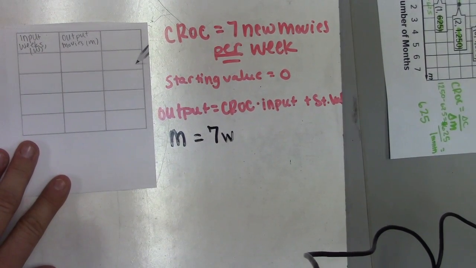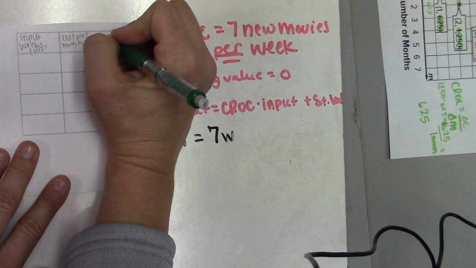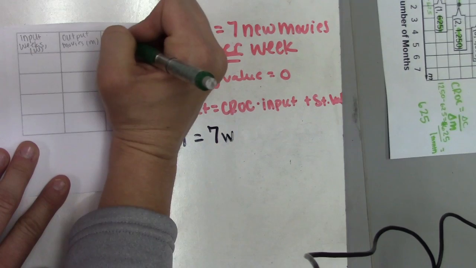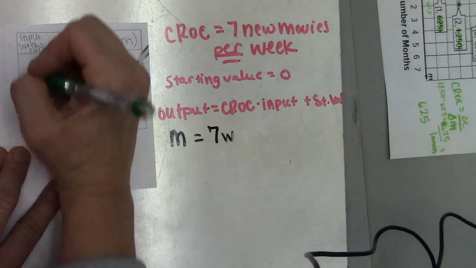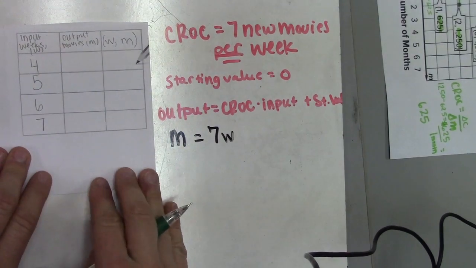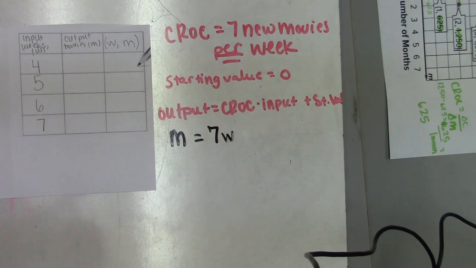Now, in the directions it says, make a table, and then we want to have some ordered pairs because we're going to graph these ordered pairs. So this last column is going to be for my ordered pairs, and it's going to be W, because that's my input value first, comma, M, my output value. So I'm looking for 4 weeks, 5 weeks, 6 weeks, or 7 weeks. And I'm going to use my equation, M equals 7W, to figure out what my output is for 4 weeks, for 5 weeks, for 6 weeks, and for 7 weeks.